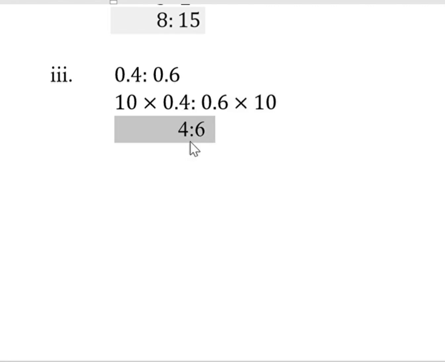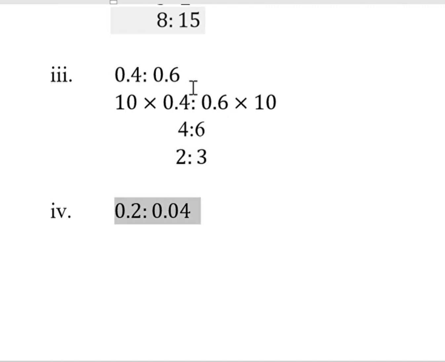And then upon scrutiny, you realize there is a common divisor, which is 2. So divide both sides by 2. That gives you 2 to ratio 3. Because 4 divided by 2 gives us 2. And 6 divided by 2 gives us 3. So this is the least form of this one here. The least and simplified form of this.